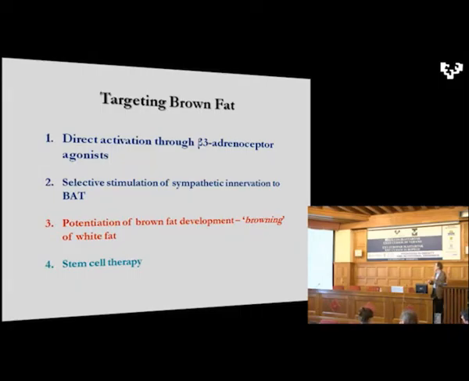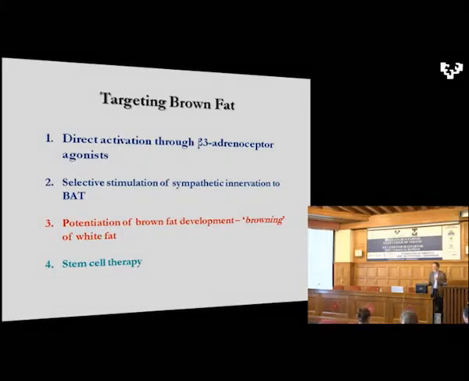Alternative routes are that in some way you have a selective stimulation of the sympathetic innervation to brown fat. More recent ideas are that you can potentiate or increase brown fat development by a browning of white fat. And I'll talk just briefly on the browning of white fat in the second presentation a little later. And a final possibility that some have raised is that you can have stem cell therapy.